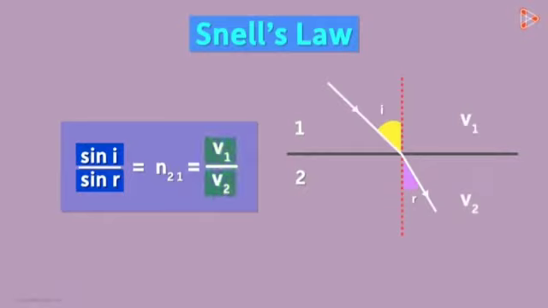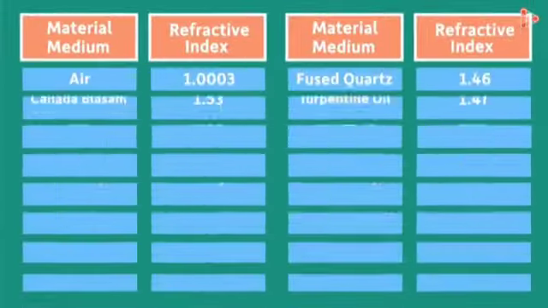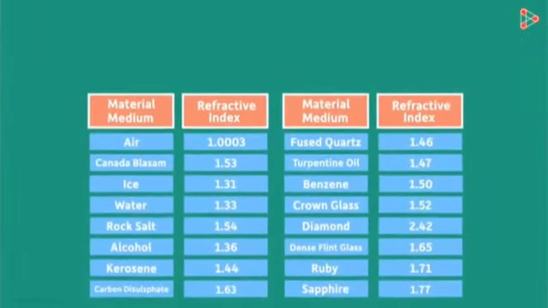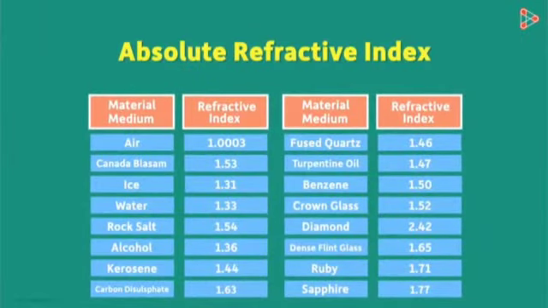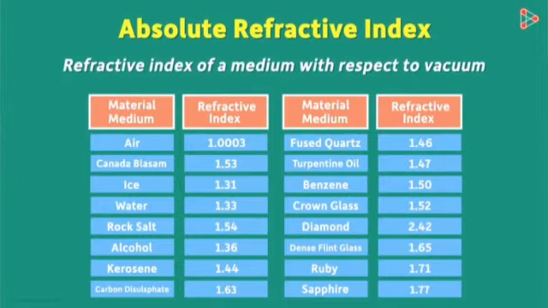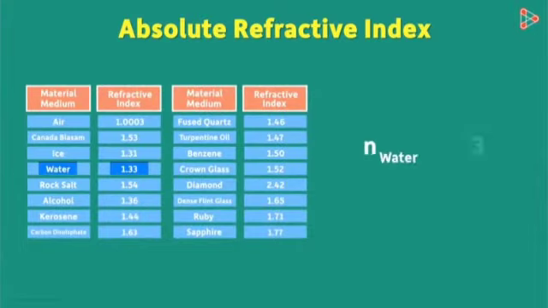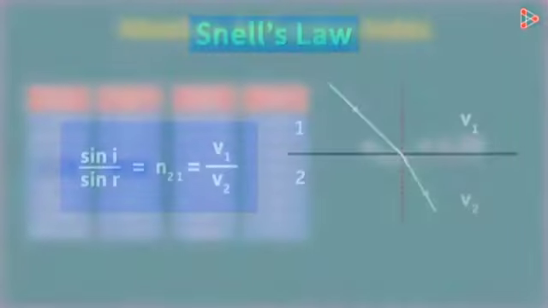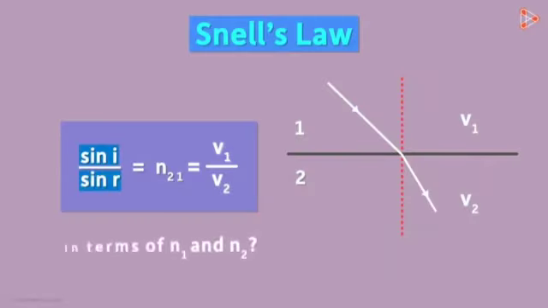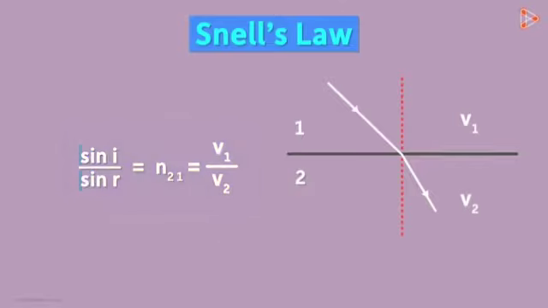There's yet another way to understand this. We may want to understand the ratio in terms of the absolute refractive indices of the media. Absolute refractive index, if you remember, is the refractive index of a medium with respect to vacuum. For instance, if the refractive medium is water, then it's written like this. So can we find this ratio in terms of n1 and n2? Yes, we can. We just use some very basic math.